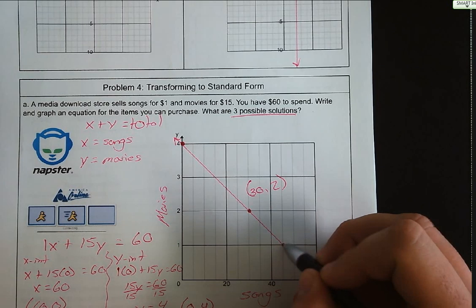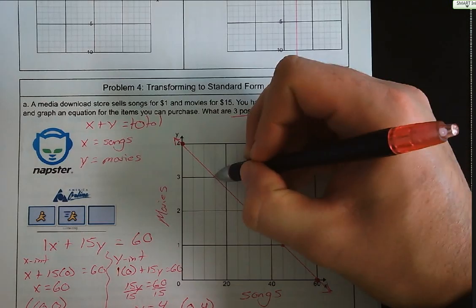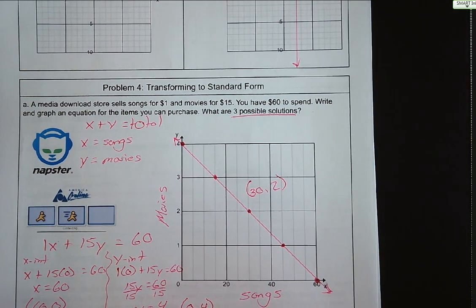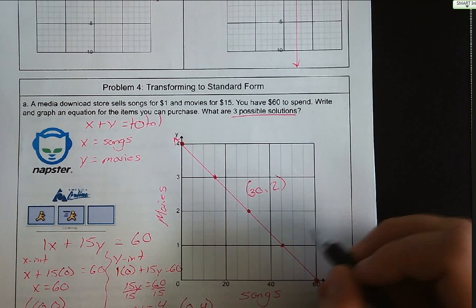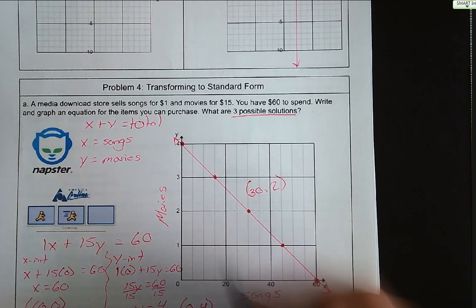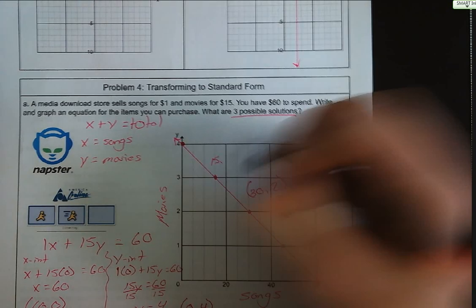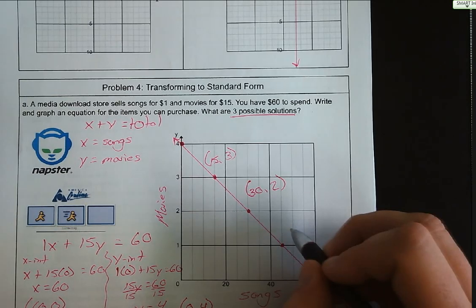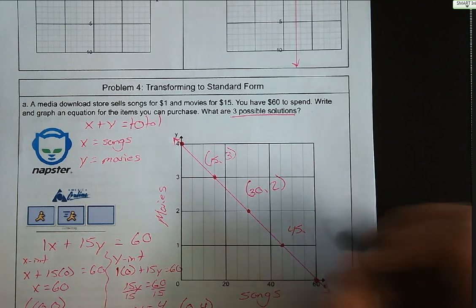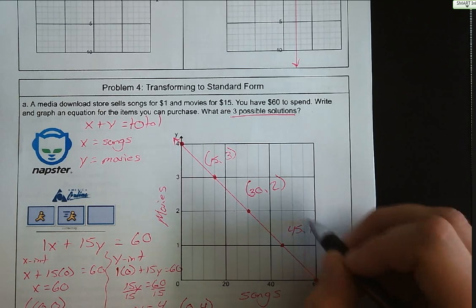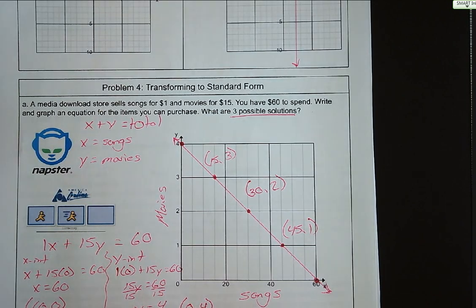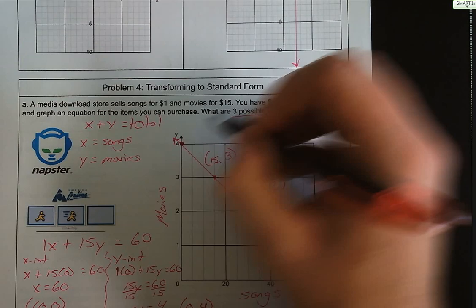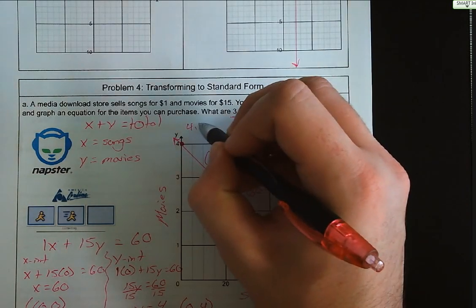It looks like we've got 2 more right there that hit pretty well. So you could have 15 songs. The top left point is going to be 15 songs and 3 movies, and your bottom right one is 45 songs and 1 movie. All right, so you could list any combination of those 3 points, or if you really want to be lazy, just use your 2 intercepts as 2 of them. I guess it's not really being lazy, it's being smart.